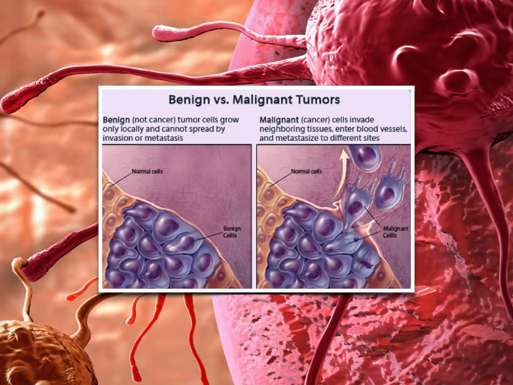Cancer can affect the body in two ways. Tumour cells grow in the body and they can either be benign or malignant. Benign tumour cells grow locally and do not spread or invade other parts of the body. Malignant tumours, on the other hand, invade neighbouring tissues, enter blood vessels, and metastasize to different sites.